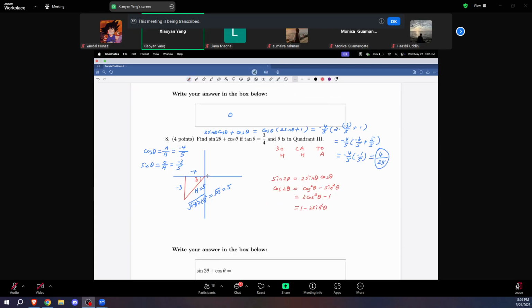If you're talking about a negative value, only the x value and y value can be negative, not the hypotenuse. So you can do it this way. Cosine will be adjacent over hypotenuse, -4 over 5. So 2 times sine theta, opposite over hypotenuse, -3 over 5, plus 1. Figure out the final answer here.